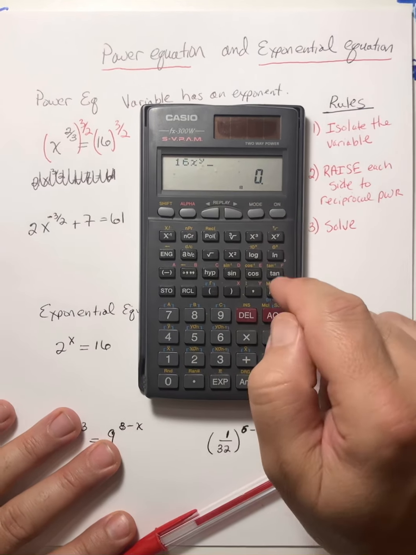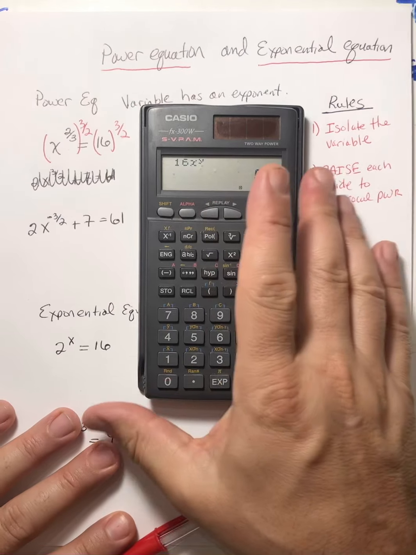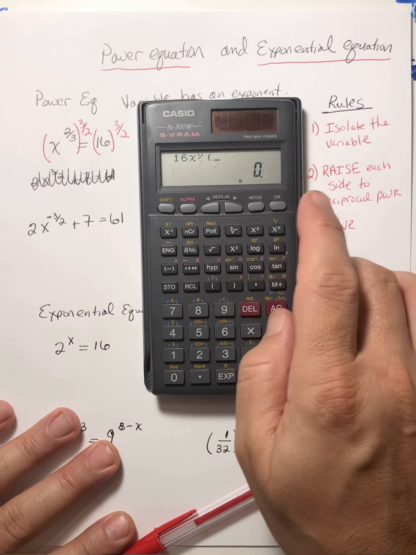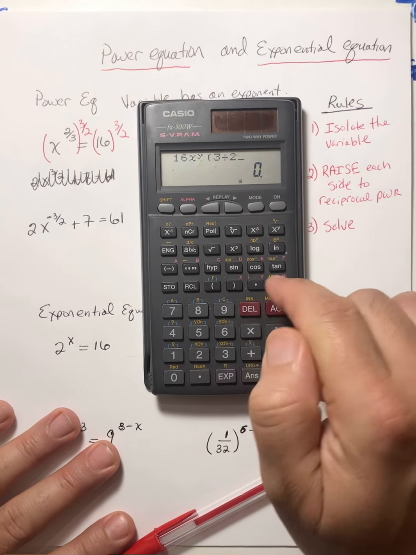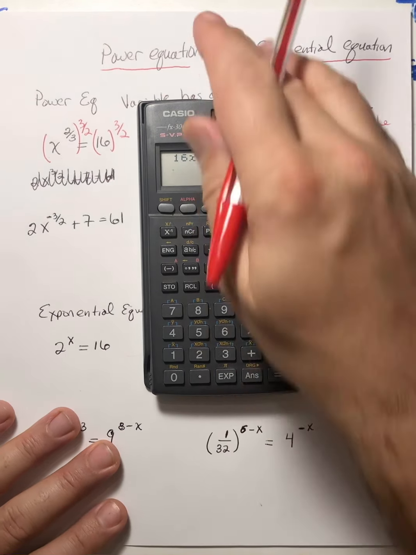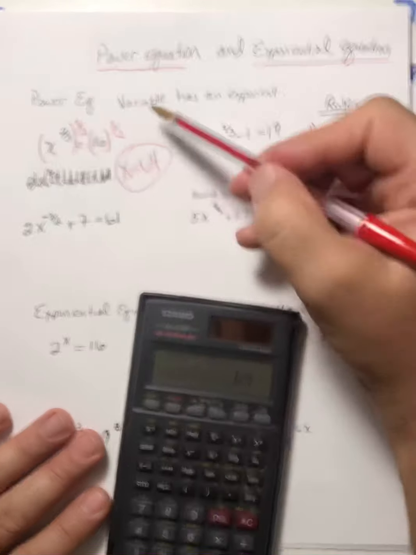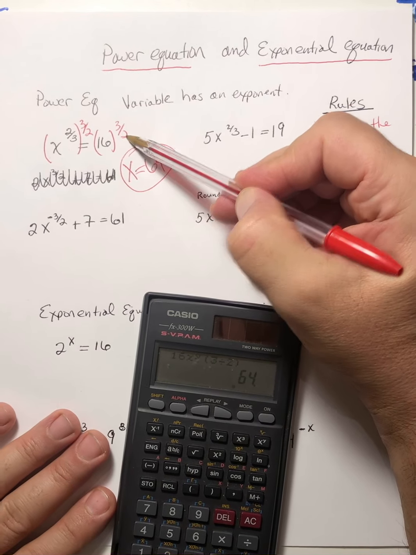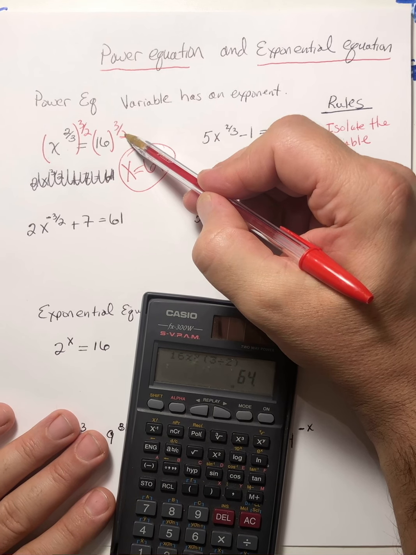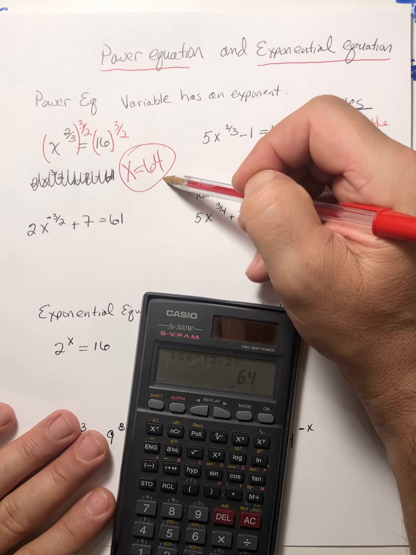16, x raised to the y key. If you have your graphing calculator, it's the caret key. And then I'm going to type in 3/2. I'm going to use parentheses, 3 divided by 2, close parentheses, hit equal, and my answer says 64. So guess what? X equals 64. I don't care what the calculator does. We know the 2 is the root, 3 is the power. All we care about is the answer 64, okay?